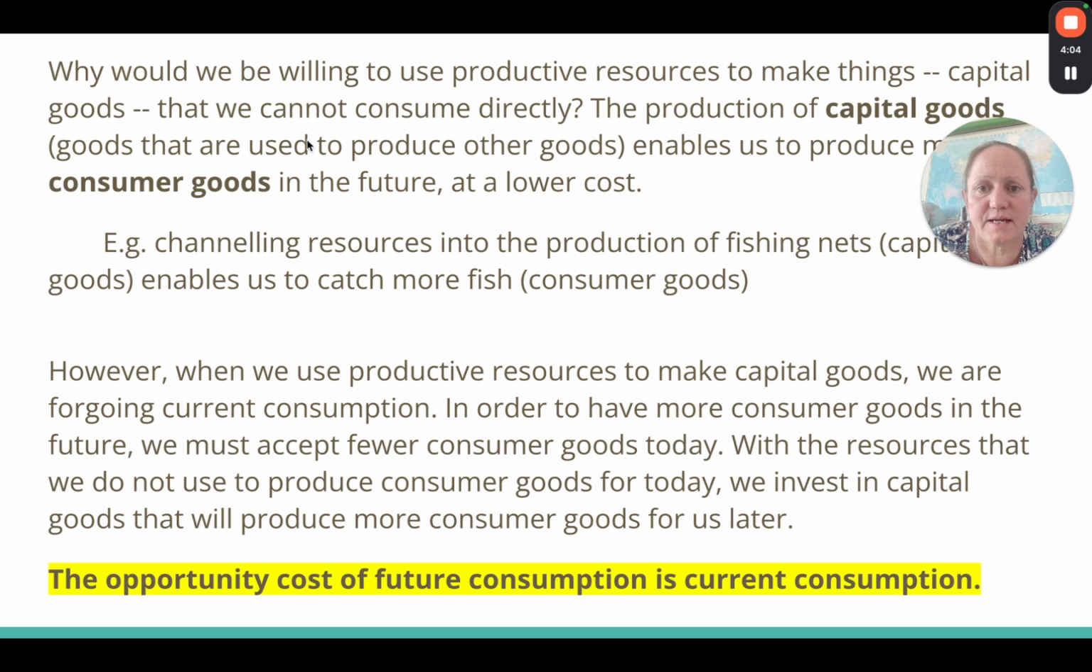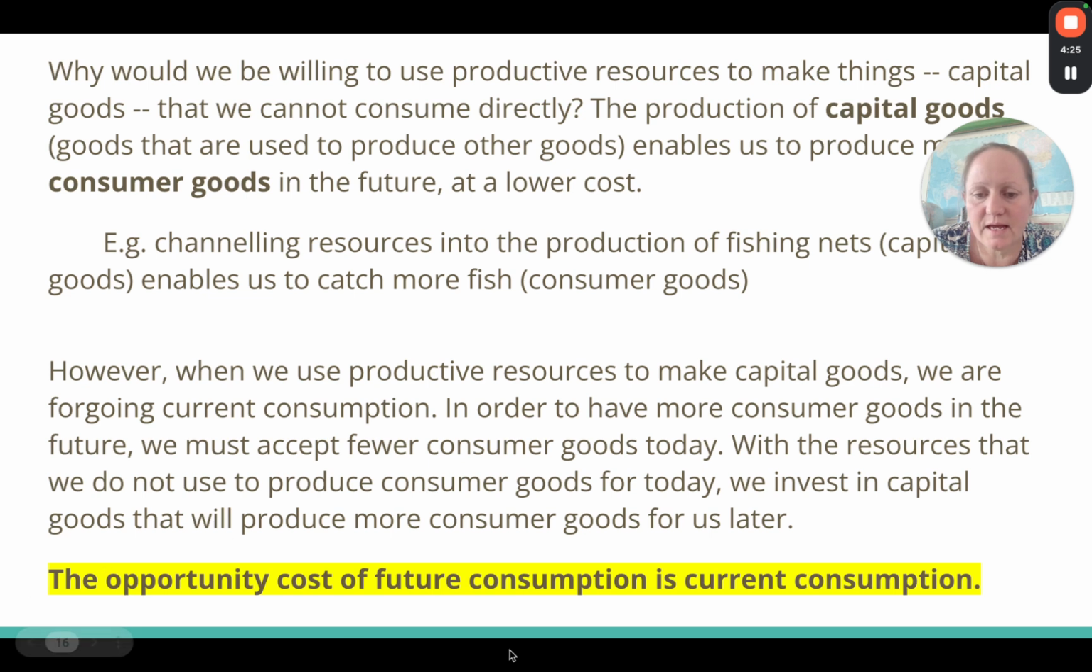This is producing things that we cannot consume directly, but that contribute to our future. And here's those fishing nets and fish. If we use productive resources to make capital goods, we are giving up something that we can consume today. We are foregoing current consumption. In order to have more consumer goods in the future, we must accept fewer consumer goods today.